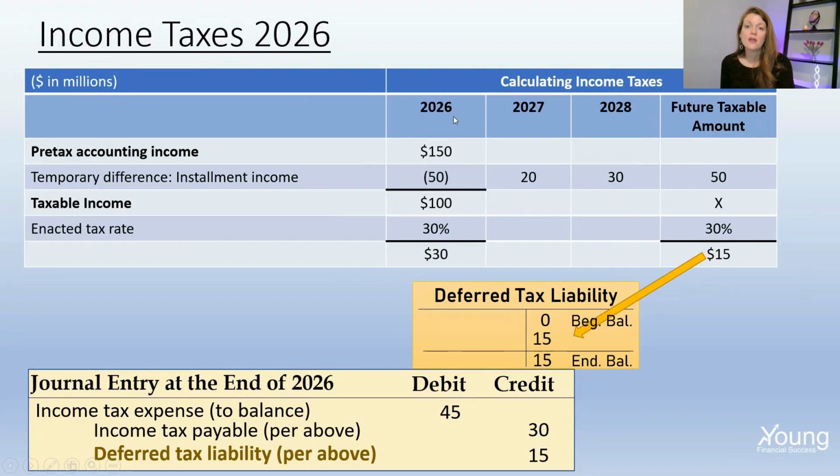Now, in this case, and in a lot of the cases, you can also check this plug number by taking the pre-tax accounting income times the tax rate, the 30%, and that would give you 45 as well. And so, yes, on your income statement, you'd show 150 million in income before taxes. Then you would show income tax expense of 45, which directly correlates with that 150 at 30%. Then you would show net income after taxes of the net amount of that, which would be 105. All right, hopefully all that made sense. Let's move on to 2027 and 28, where these reverse out.